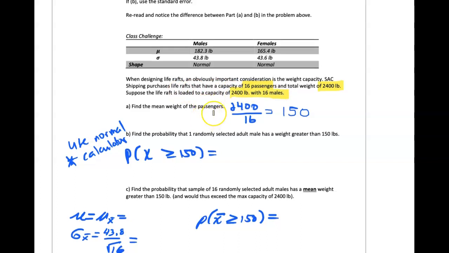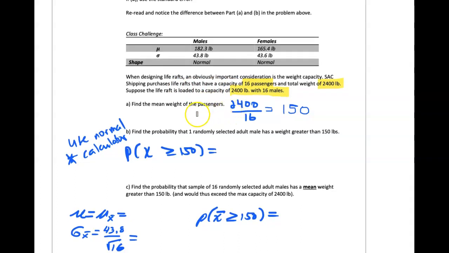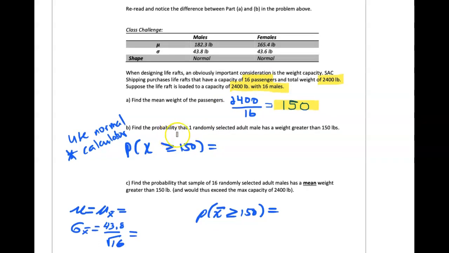So let's think about this. What kind of information do we need to answer a question like this? Find the mean weight of the passengers. Well, again, thinking about if you have 2,400 and 16 males, that would be an average weight of 150, right, if you have that many. And we want to now calculate the probability that a single male weighs greater than 150 pounds. Well, we have some information. We'll use the ARTISTAT to answer that.